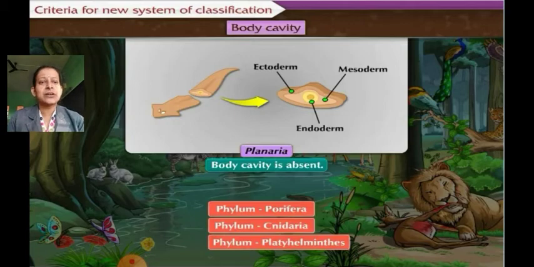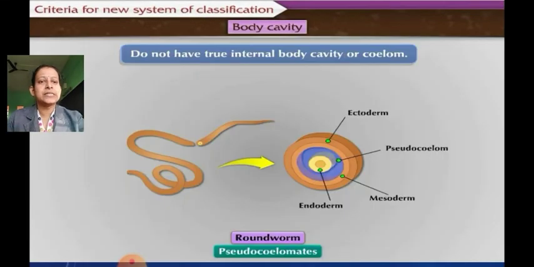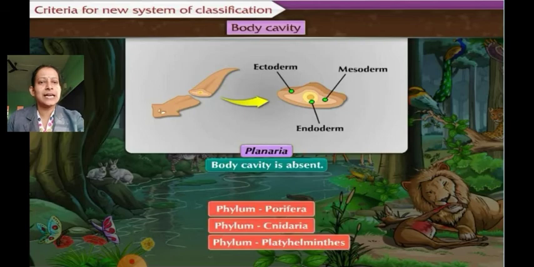So such organisms are called acoelomates. Okay, fine. Which are the phyla which do not have a body cavity? The first phylum is Porifera, the second phylum is Cnidaria, the third phylum is Platyhelminthes. They do not have the presence of a body cavity, so they are called acoelomates.